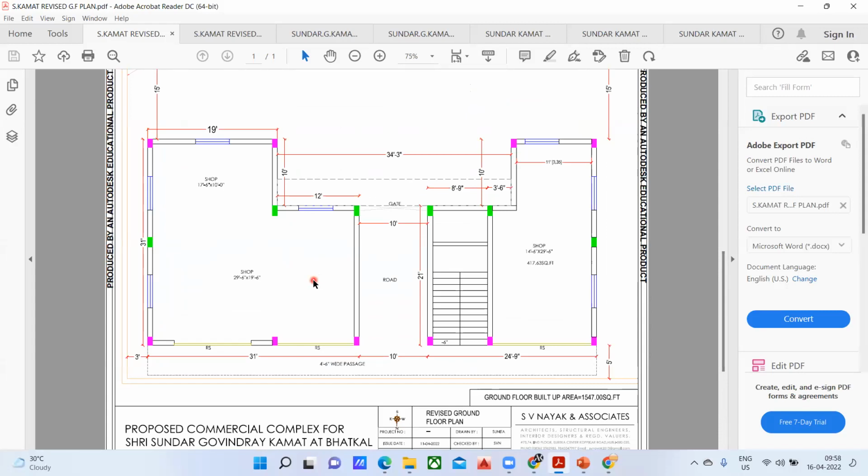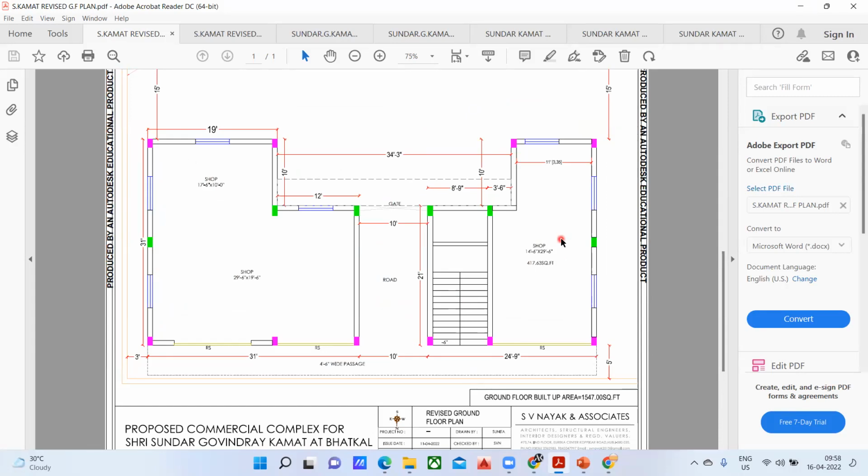So when I say commercial building, it means maybe you're using it for some rental purpose. You are renting it out to someone, right? So in that case, we either require a shop or something like that. Now if you look here, you can see what is written. We have written a shop here, and one more shop here. Of course, this is a road, and then we have one more shop here, and this is a staircase for us, right? So this is a typical plan that we have prepared.